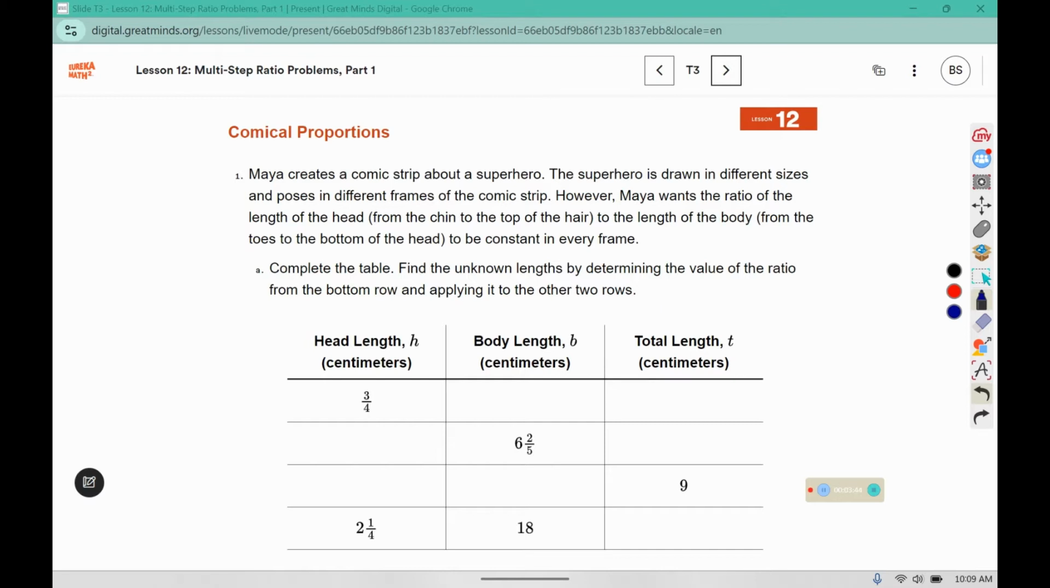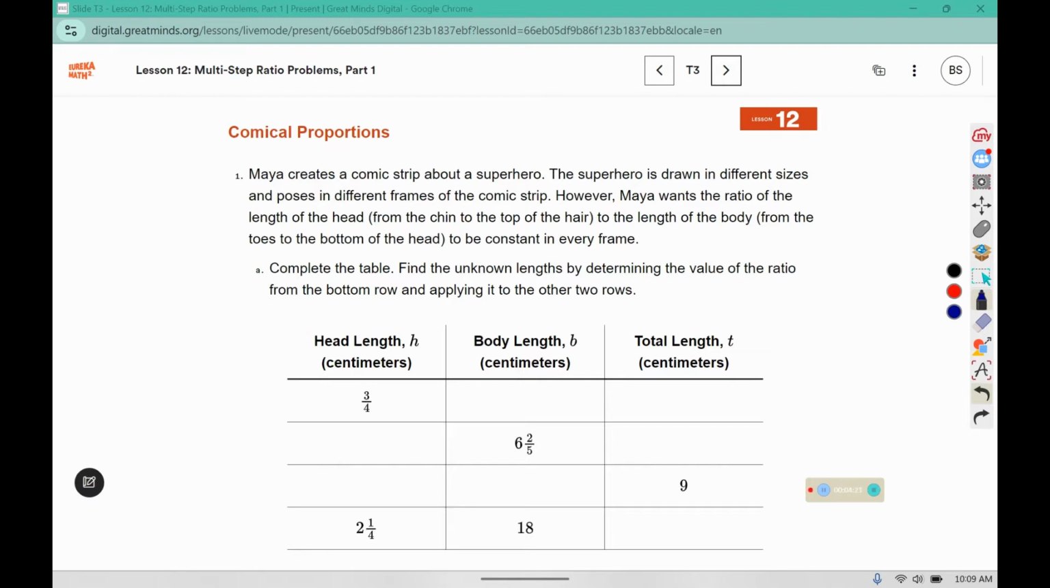Here I have a table. It says she creates a comic strip about a superhero, and the superhero is drawn in different sizes and poses in different frames of the comic strip. However, Maya wants the ratio of the length of the head, from the chin to the top of the hair, to the length of the body, so from the toes to the bottom of the head, to be a constant in every frame. That means she wants the person to appear the same in every single frame of the comic strip.